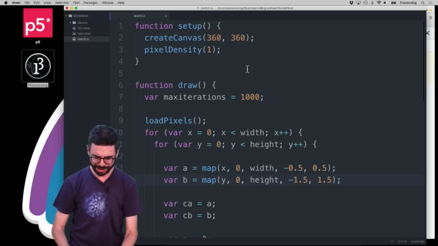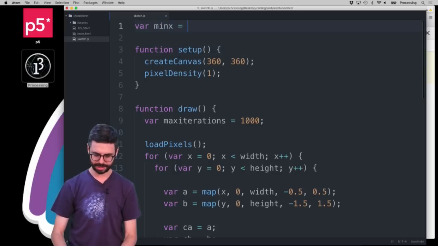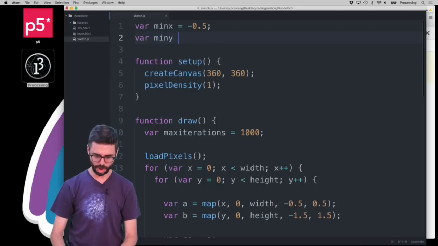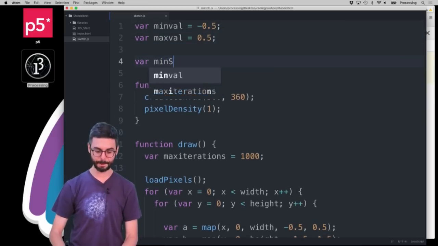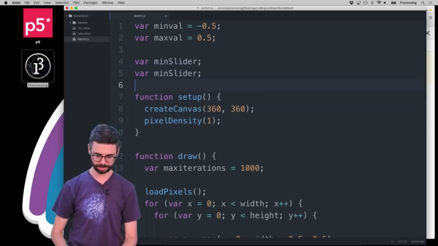And by the way, what if I just made these variables? So what if I said min val is negative 0.5 and max val is 0.5. And what I'm actually going to do is let's make a min slider, and a max slider.